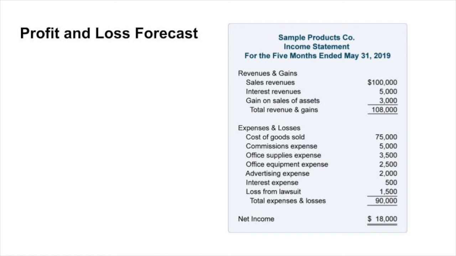They sold something for more than they paid for it. So the total revenue coming into the business was $108,000. And then for that same 5-month period, they're measuring expenses or losses: cost of goods sold, which is the raw materials they bought, commissions, office supplies, office equipment, advertising, interest, loss from lawsuit. And you can see you can get a total expenses here.